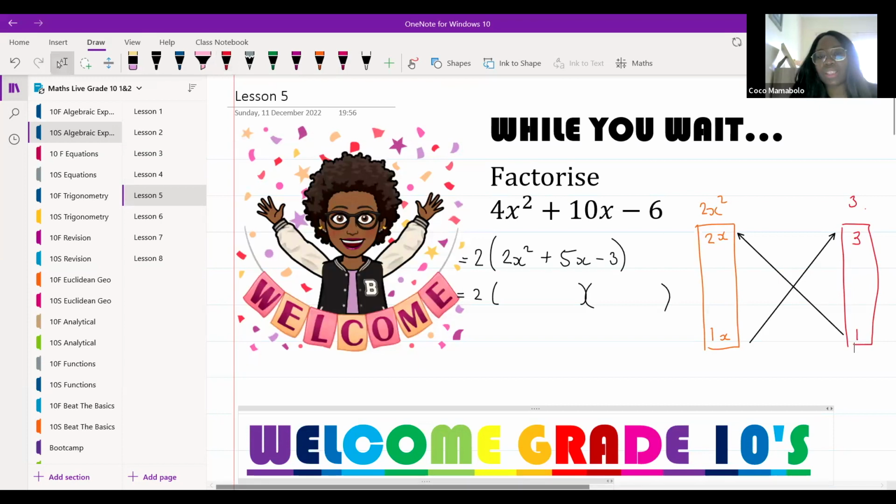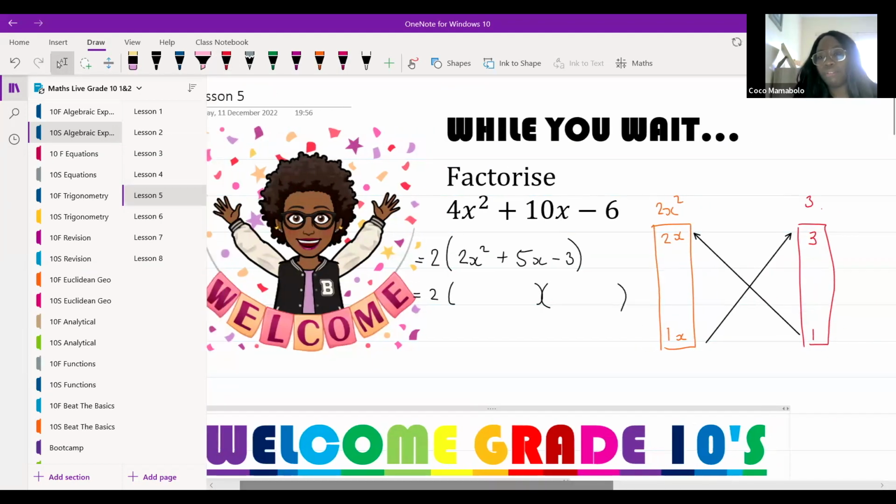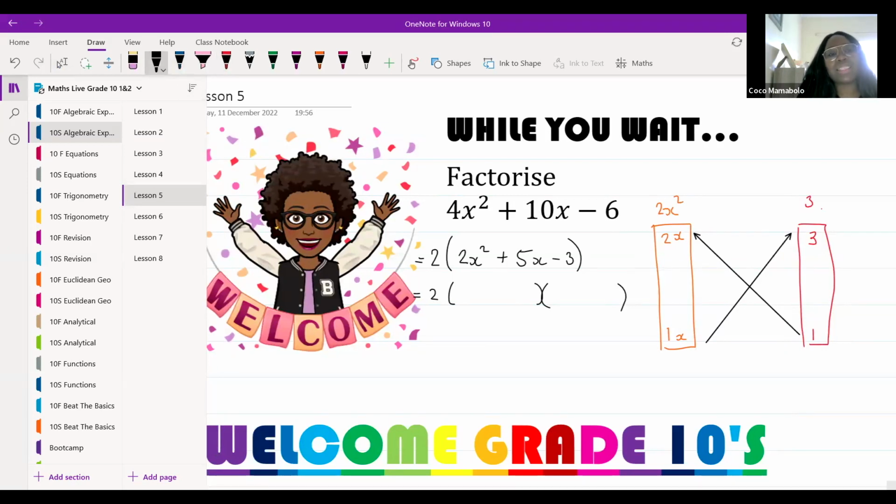Now, I want these factors of 3 to give me 5. Okay, I want them to give me 5, but we must remember that the signs need to look a specific way, right? I know for a fact that one of my signs is going to be a positive, but now I need to think to myself, a positive times a what will give me a negative? I know that a positive times a negative will give me a negative, which means one of these over here needs to be negative. They can't both be negative and they can't both be positive. One of them has to be positive and the other needs to be negative.